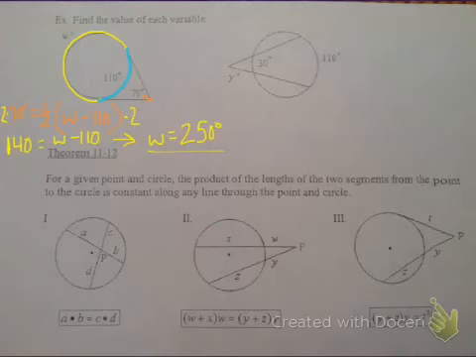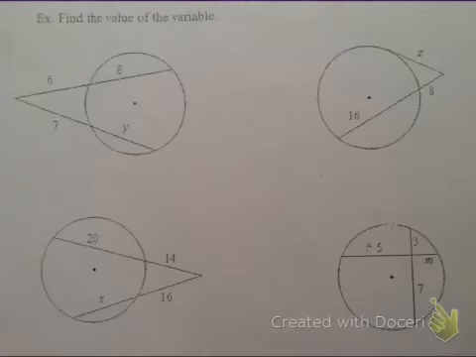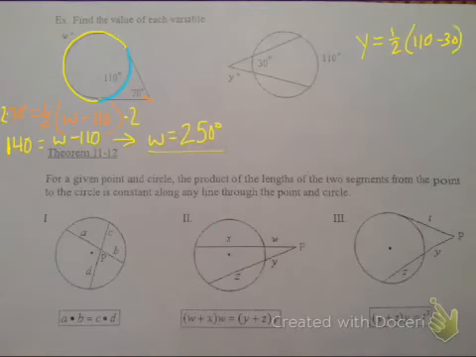Okay, next up. Now we've got an angle Y outside the circle, and we've got the intercepted arcs of 110 and 30. So Y equals 1/2 of the difference of our 2. And again, remember to put the bigger angle first so we don't get any negatives. Okay, 110 minus 30 is 80, and 1/2 of 80 is 40, so our Y is 40 degrees.